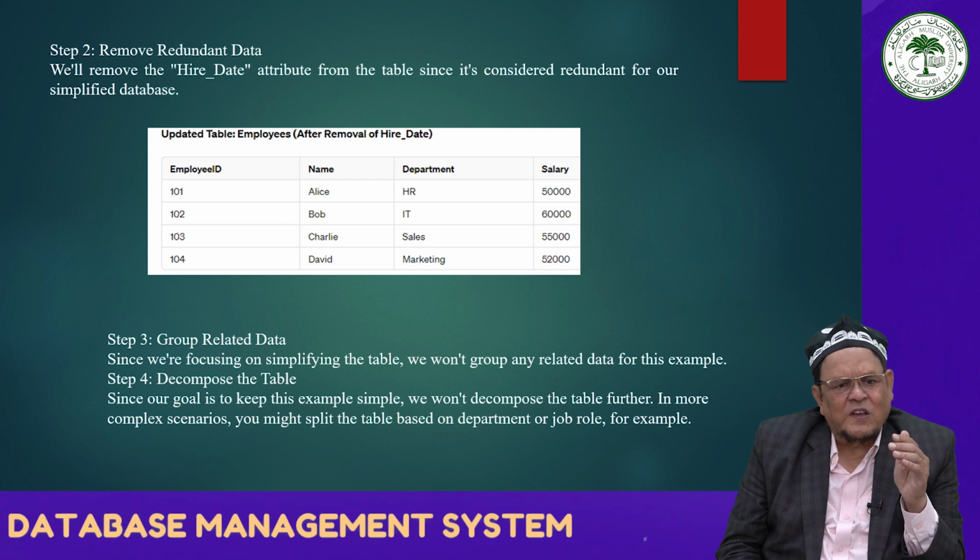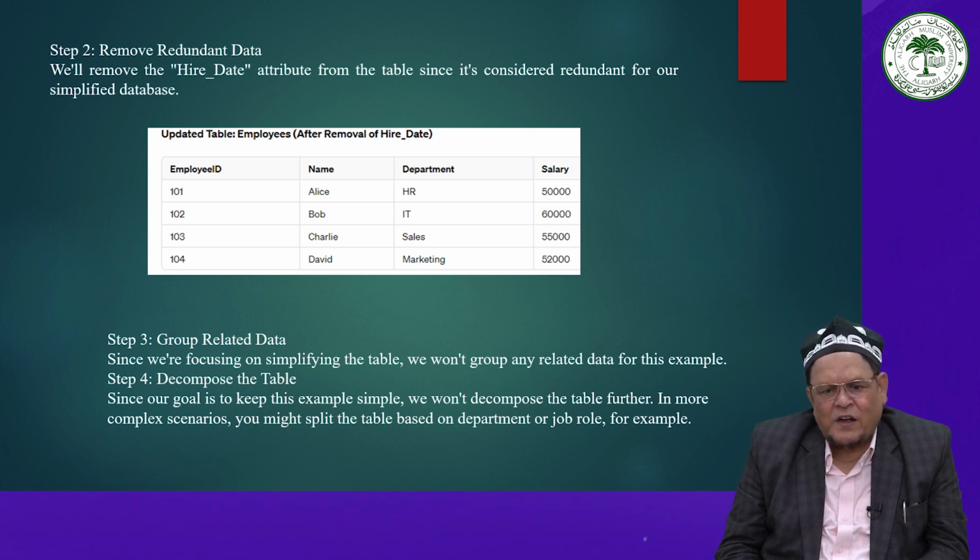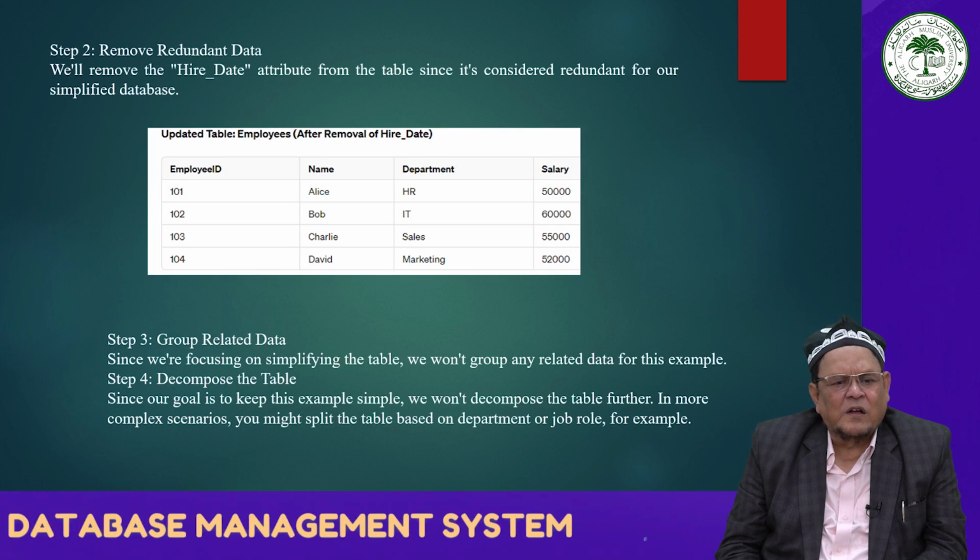So you can see on the screen that in the previous relation there were 5 attributes, and here only 4 attributes. The third step, group related data. We are focusing on simplifying the table. We would not group any related data for this example. Fourth, decompose a table. Since our goal is to keep this example simple, we would not decompose the table further. In a more complex scenario, you might split the table based on the department or job role, for example. So depending on that, you can split it into relations.